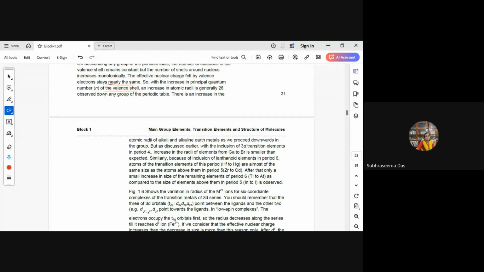Although we have certain trends, we know that the atomic radii decrease along a period and increase down the group. We do encounter a few exceptions to this, such as the increase in the radii of elements from gallium to Br, which is much smaller than it should be.